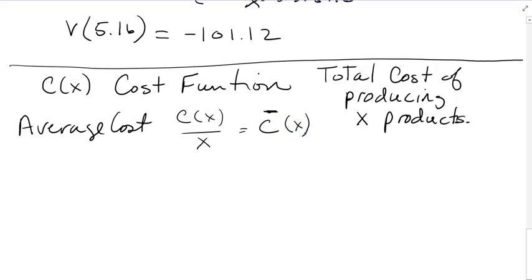If you've taken any statistics courses, X bar represents average, so that bar should make sense to you. So C with a bar over it is your average cost function, and it's found by taking C of X divided by X. Now, for those of you that are in business, you are aware of something called a marginal.